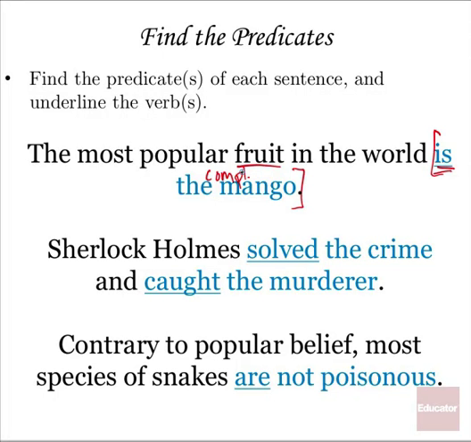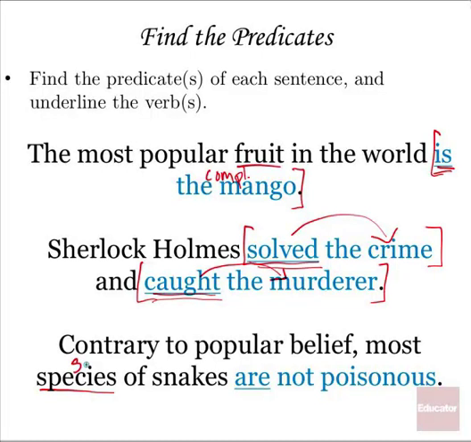Now, our second sentence, we had a compound predicate. Sherlock Holmes solved the crime and caught the murderer. Two actions. Solved is our verb with the direct object crime, and caught is our verb with the direct object murderer. Contrary to popular belief, most species of snakes, our subject here is species, are not poisonous. What are we saying snakes do? They are not poisonous, or rather the species are not poisonous. Again, linking verb with the subject complement, not poisonous.